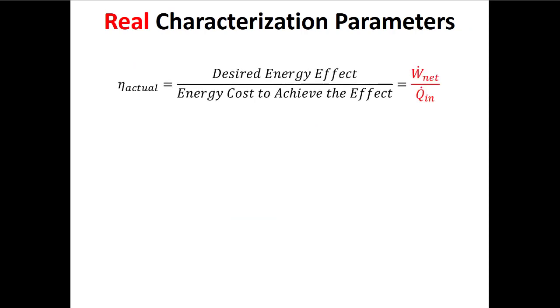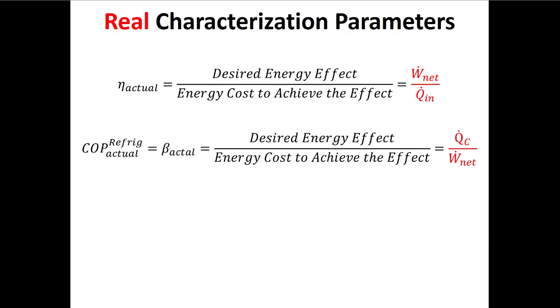So how do I find the real characterization parameters? For thermal efficiency, this is going to be the desired energy effect divided by the energy cost. The energy effect for any heat engine is going to be net power, and the energy cost is going to be the heat in, not the net heat, but the heat that we're getting from burning coal.